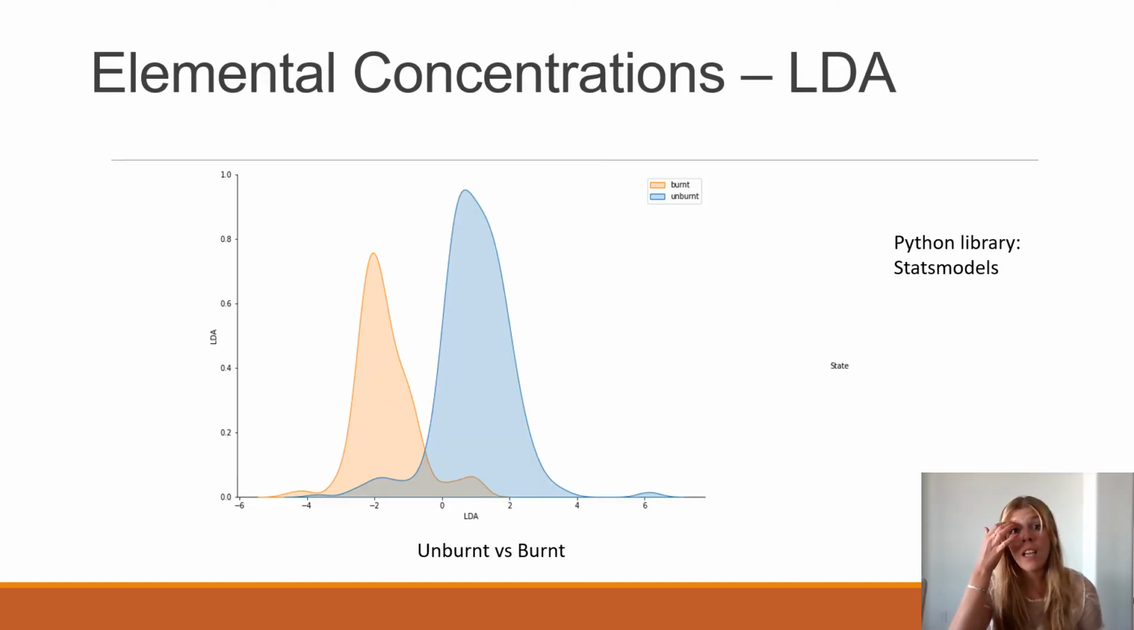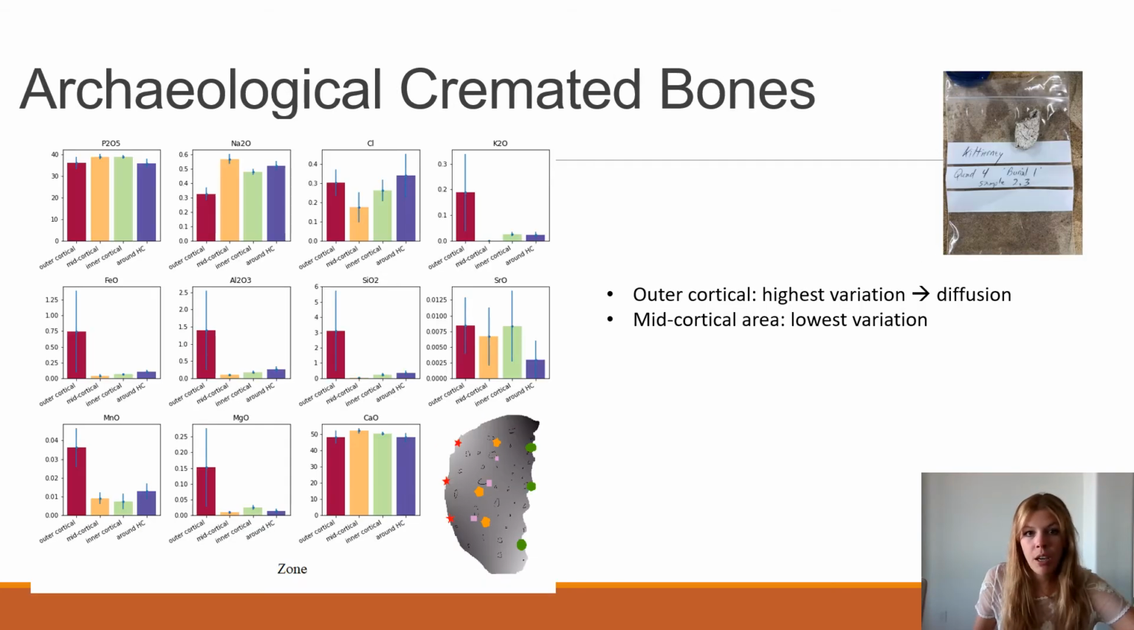LDA analysis was successful at clustering unburned and burned bones from the elemental concentrational data set as well. Let's move on to the archaeological cremated bones. These figures show the elemental concentration of the measured elements in the Neolithic cremated human remains. Each graph shows a different element. The different colored bars indicate different areas of the bone cross-section.